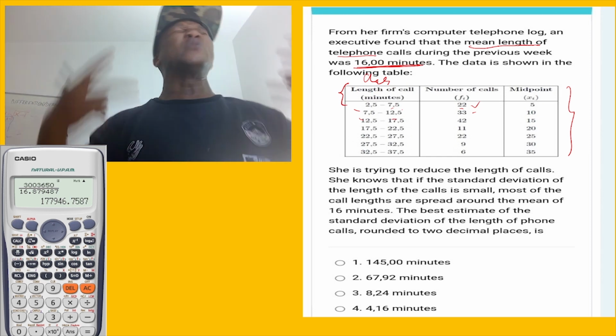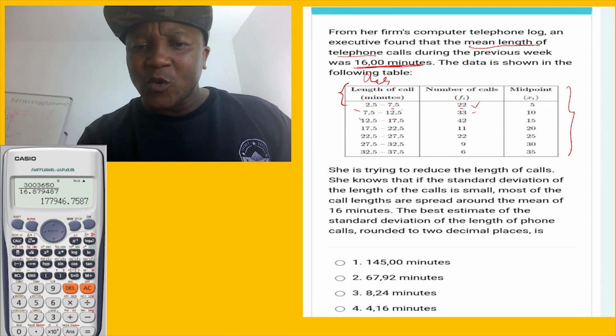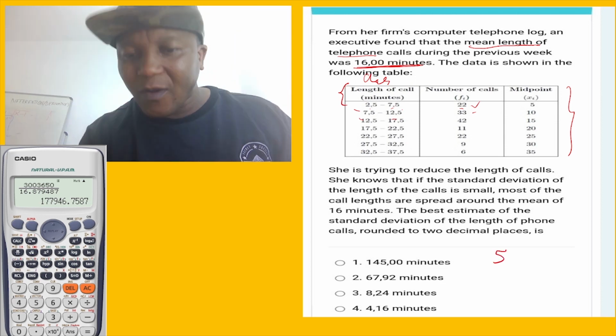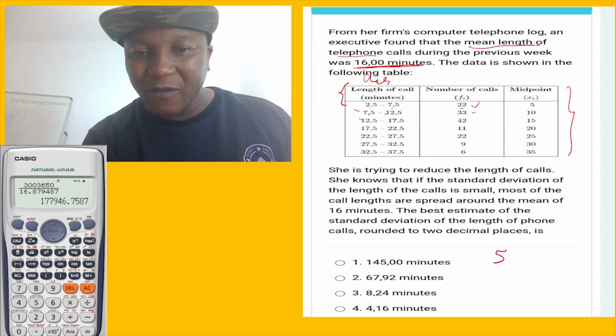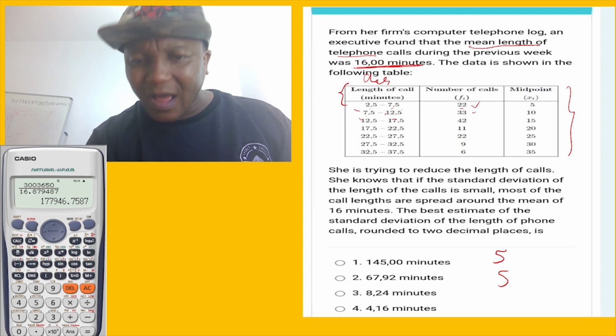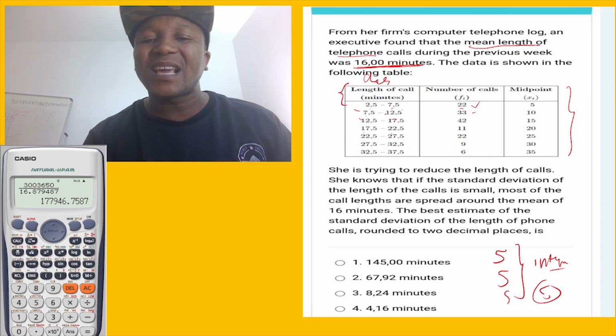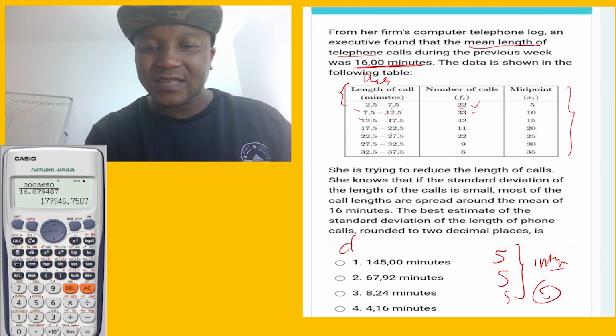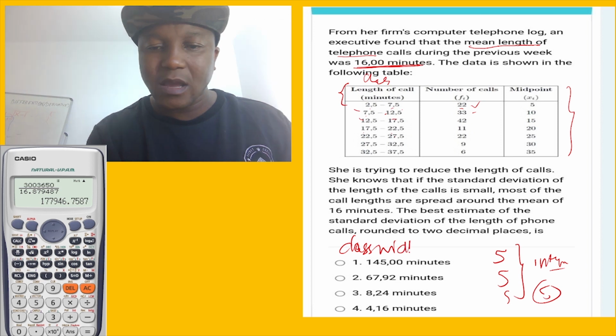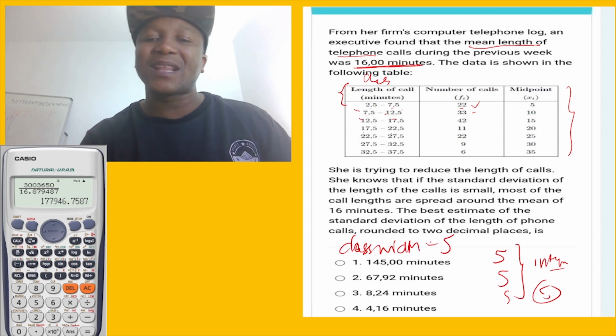I'm trying to explain to you so you can understand. You say 7.5 minus 2.5 equals 5. That's the length interval. Now let's come here: 12.5 minus 7.5 also equals 5. Even here, 22.5 minus 17.5 also gives a length interval of 5. Or you can say class width. They say class width equals 5. But that's not part of the question.